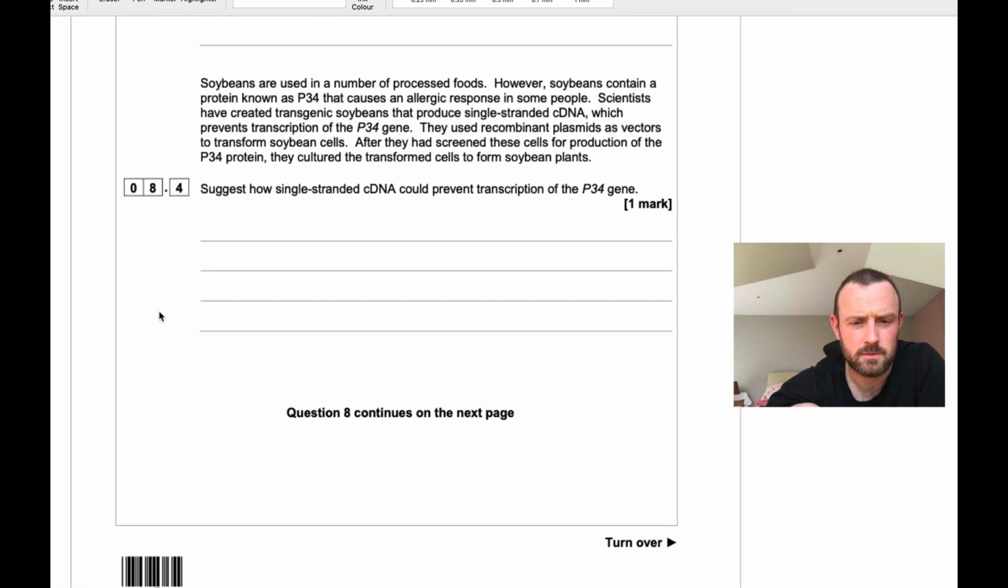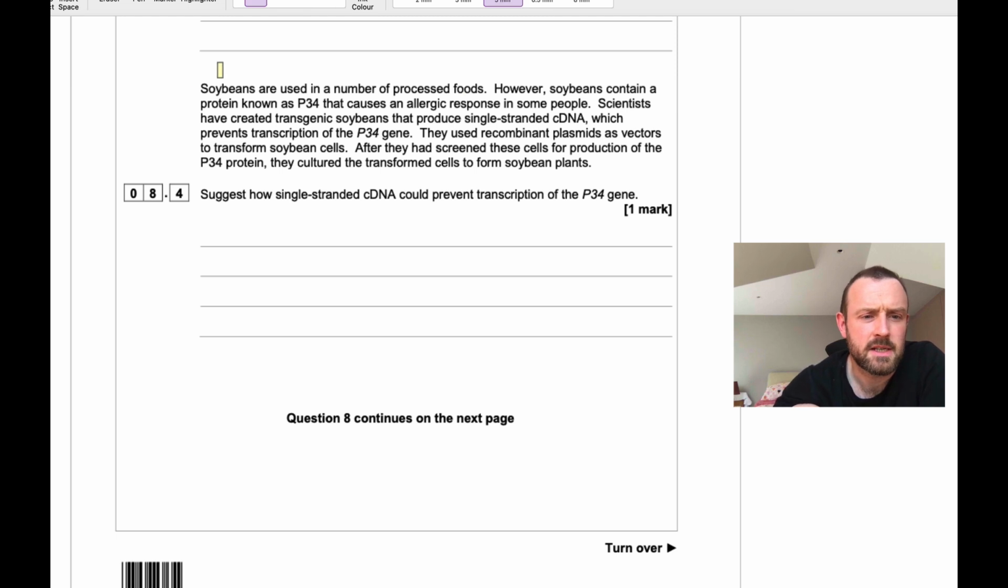All right. Now a little bit of text to read, so let's analyze. Soybeans are used in a number of processed foods. However, soybeans contain a protein known as P34 that causes an allergic response in some people. Scientists have created transgenic soybeans that produce single-stranded cDNA, which prevents transcription of the P34 gene. They use recombinant plasmids as vectors to transform soybean cells. After they had screened these cells for production of the P34 protein, they cultured the transformed cells to form soybean plants. How could it prevent transcription of the P34 gene?